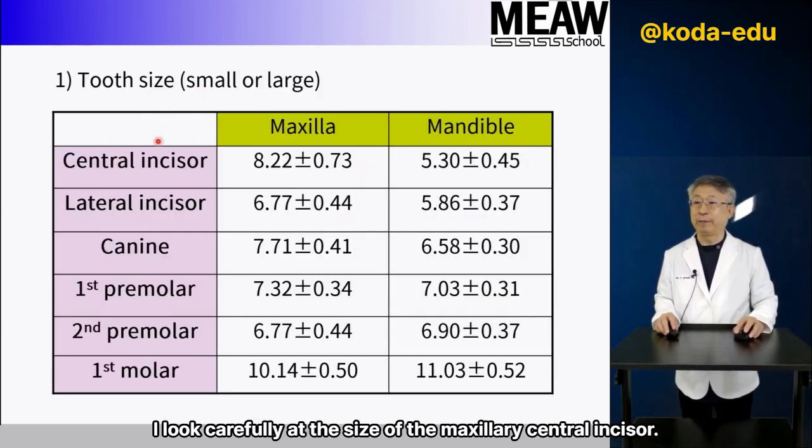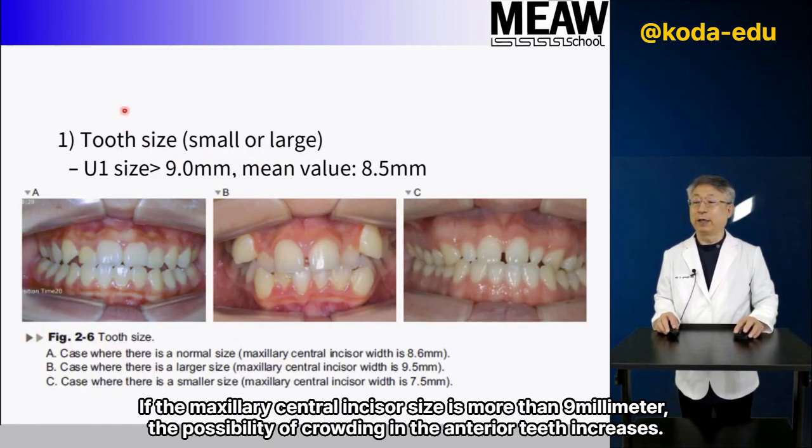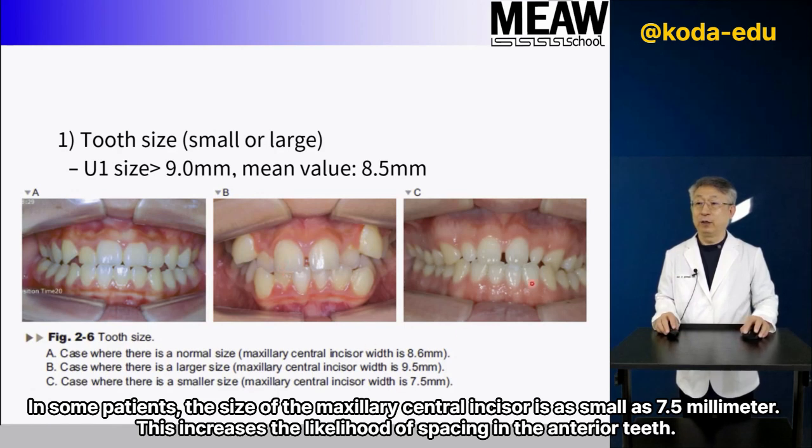maxillary central incisor. The normal size of the maxillary central incisor is 8.5 mm. If the maxillary central incisor size is more than 9 mm, the possibility of crowding in the anterior teeth increases. In some patients, the size of the maxillary central incisor is as small as 7.5 mm. This increases the likelihood of spacing in the anterior teeth.